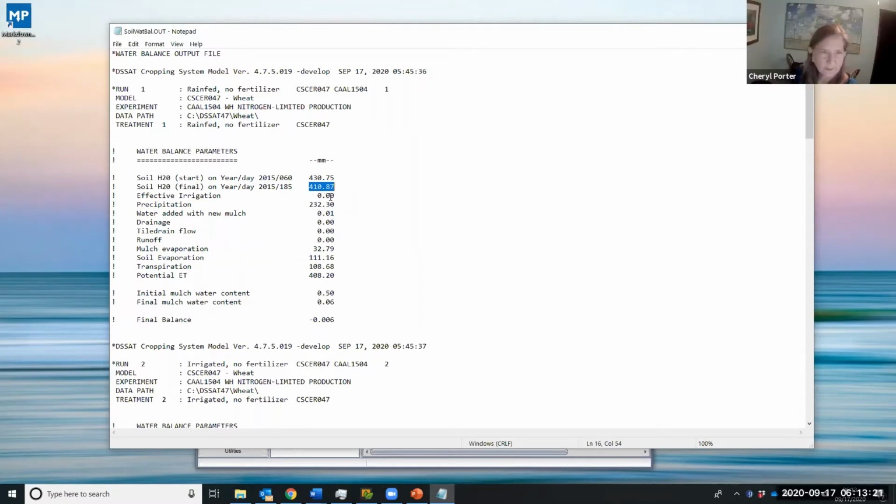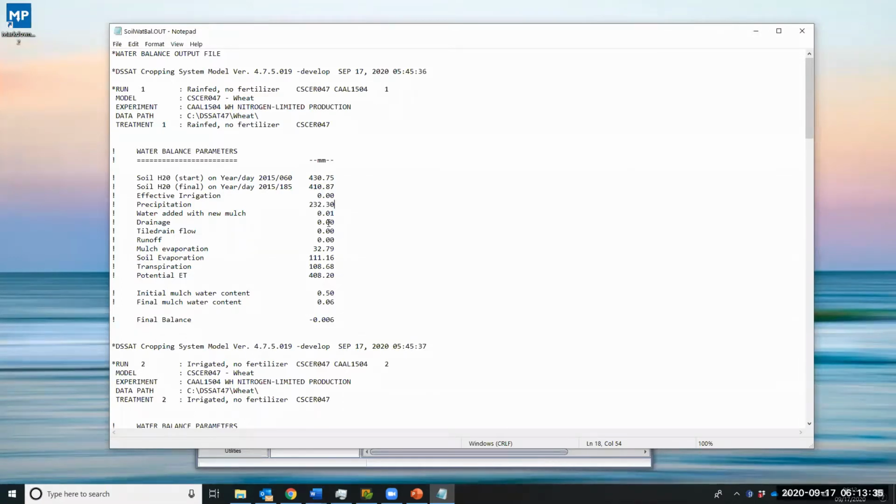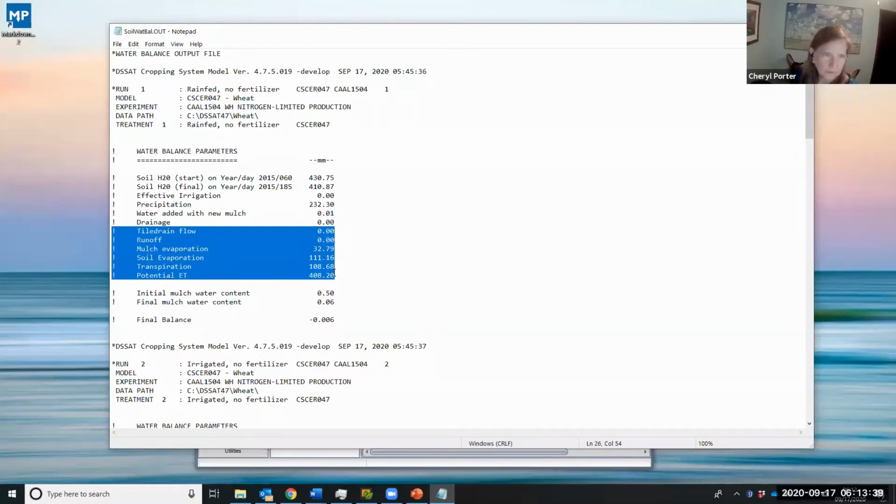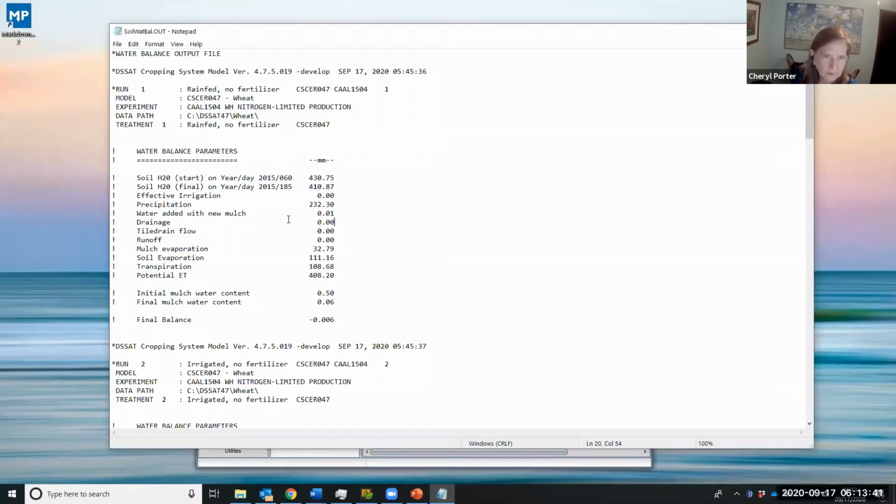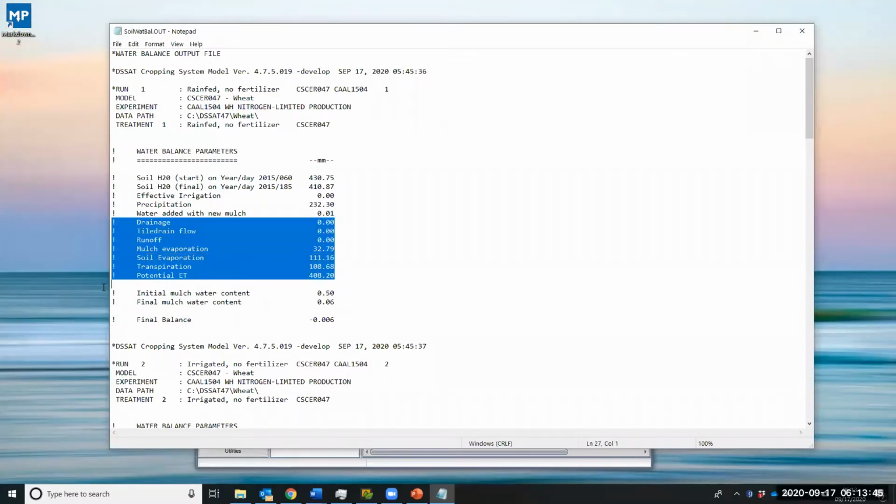And you can see how much water came from irrigation, precipitation, and other sources. И система разбивает нам все источники, отображает все источники поступления влаги, то есть это или орошение, или осадки. And we can see the fate of the water, where it goes. So, мы также можем посмотреть на то, что происходит с водой.